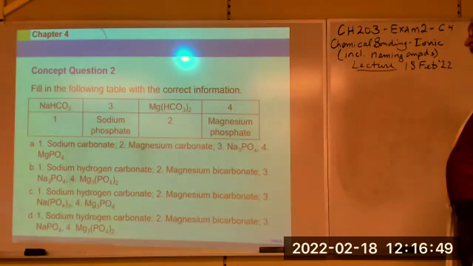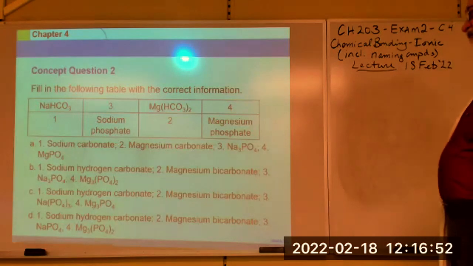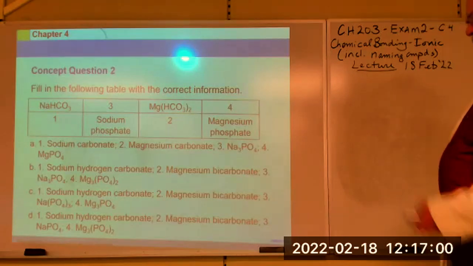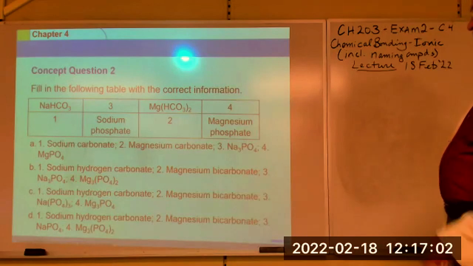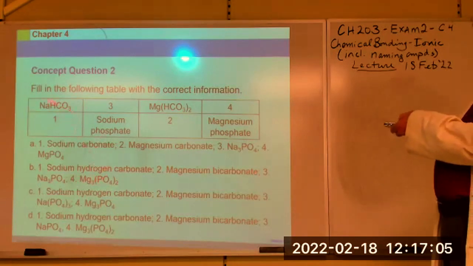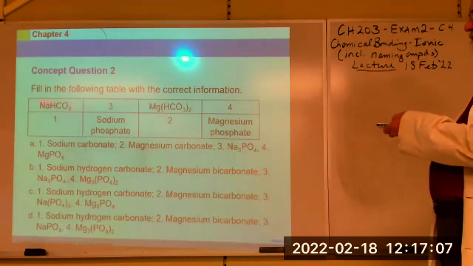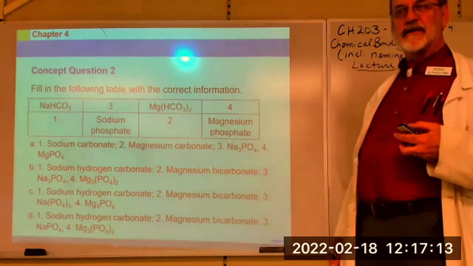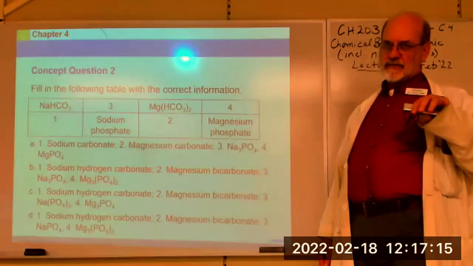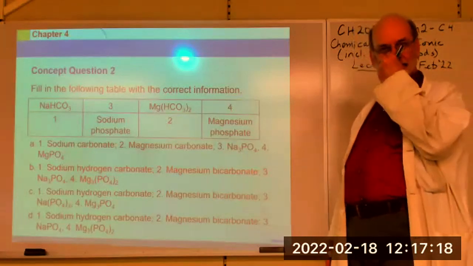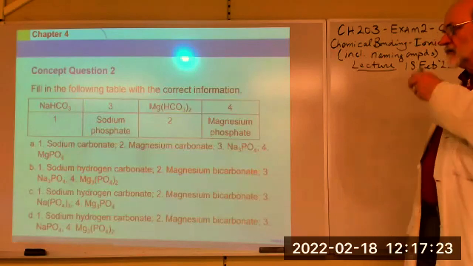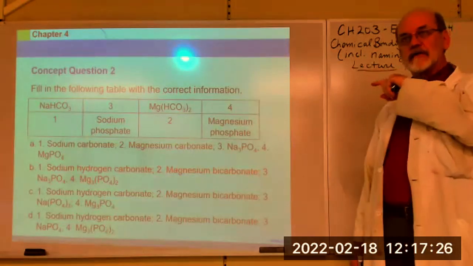Okay, how about this one? Fill in the table with the correct information. Looks like the table's already filled in. Let's see what they're getting at here. Oh, the name, right? Sodium hydrogen carbonate. That's baking soda. On the box, it'll be called sodium bicarbonate. That's an ancient form. Instead of sodium hydrogen carbonate, in fact, when I went to school as a student, you had to learn the old way.